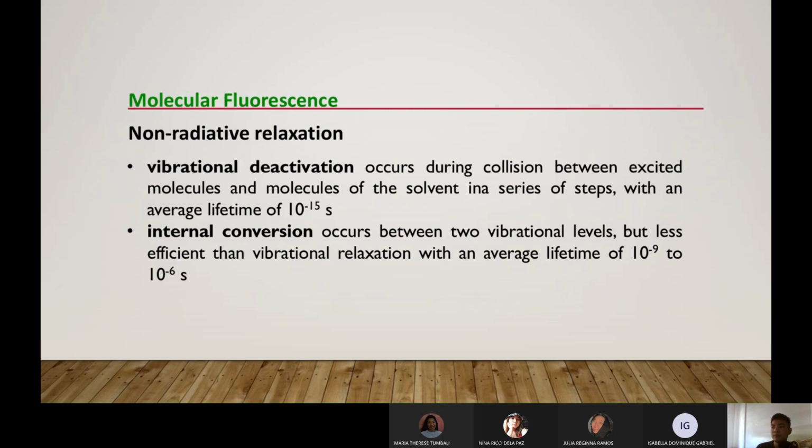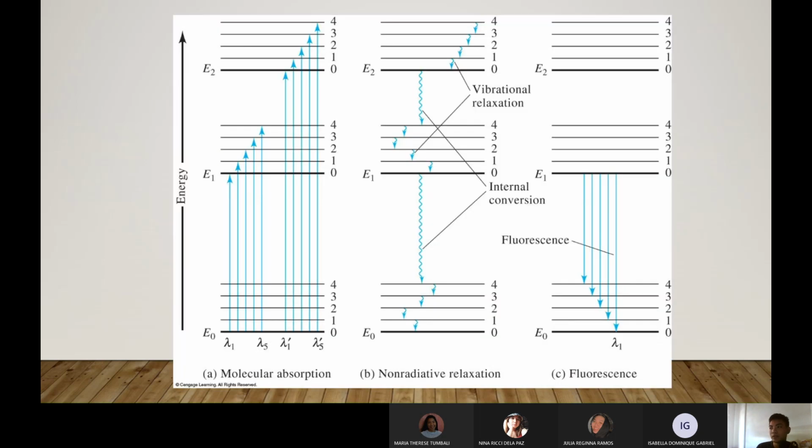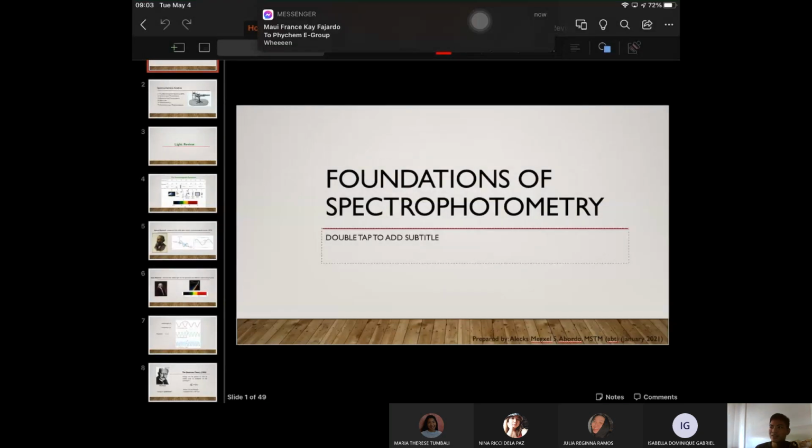Okay. Sa molecular fluorescence naman, ang isang example niyan is yung luminol, no? Ang mga chemiluminescence natin, yung mga glow stick, ayon. So they emit energy, yan. Anyway, dito naman energy transitions lang yan. Okay, so yun lang. So we're done with chapter 6 na.